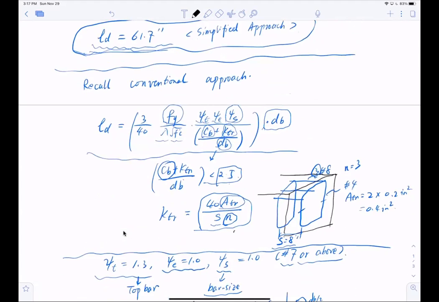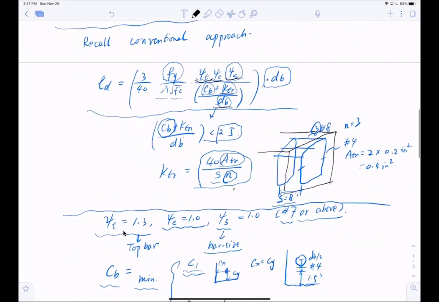So I have ld equal to 3 over 40 Fy divided by lambda square root of f prime c. Psi t is the top bar position, psi e is coating factor, psi s is the bar size factor, and divided by cb, which is the concrete cover factor. We'll talk about this. And Ktr is confinement factors, basically stirrups, and dB, which is the bar size. The whole thing will be multiplied by dB, which is the bar size. Okay, so talk about the cb plus Ktr divided by dB. We know that has to be limited to be smaller than 2.5. So just have to double check on that, right?